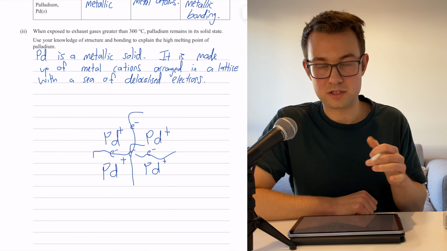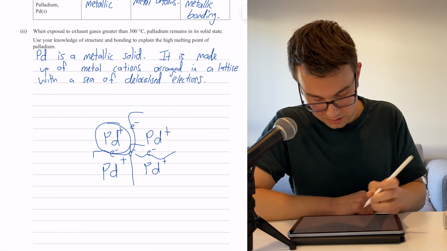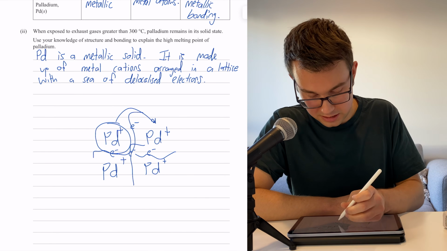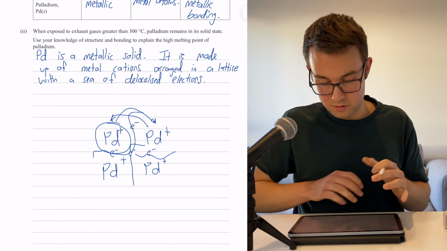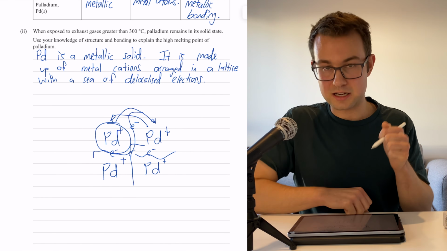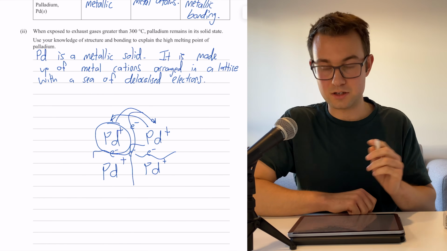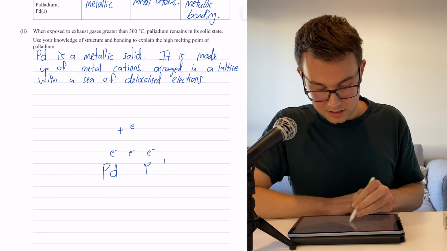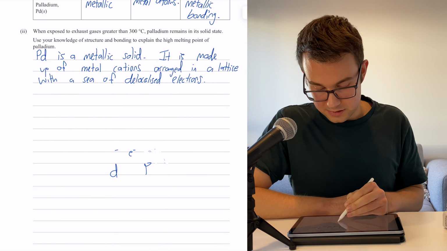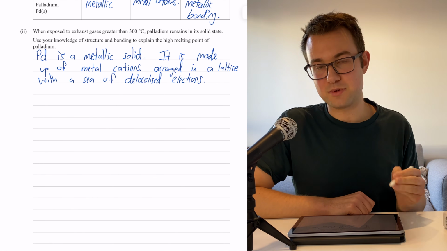So that's why they call it a sea, because this guy can share his electron to him and he can share it back. So there's no specific area that these electrons are in. They're delocalized throughout this lattice of palladium cations. So that's why they say it's a sea. It's kind of like the ocean. How beautiful.